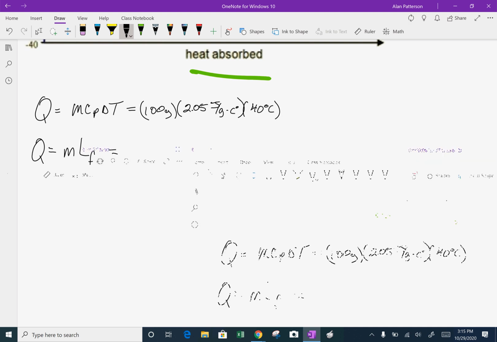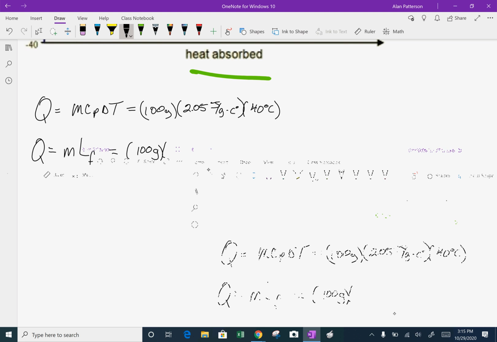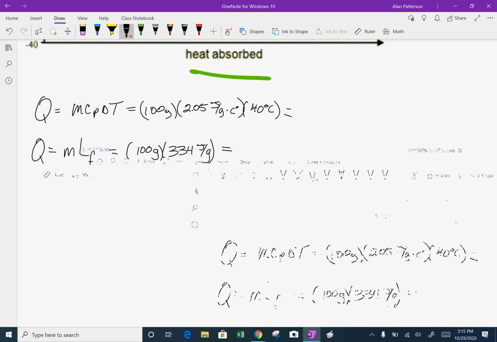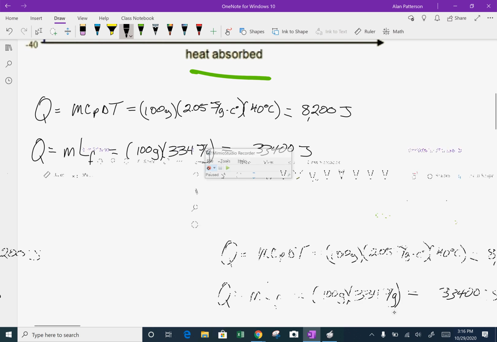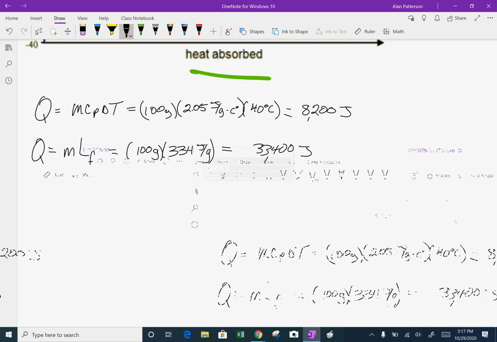All right, and let's set up for our melting. All right, so the mass of our sample, 100 grams, and our latent heat of fusion is 334 joules per gram. All right, so take a second and calculate that. Okay, so the energy requirements are listed here. It takes 8,200 joules of energy to increase the temperature of ice 40 degrees.